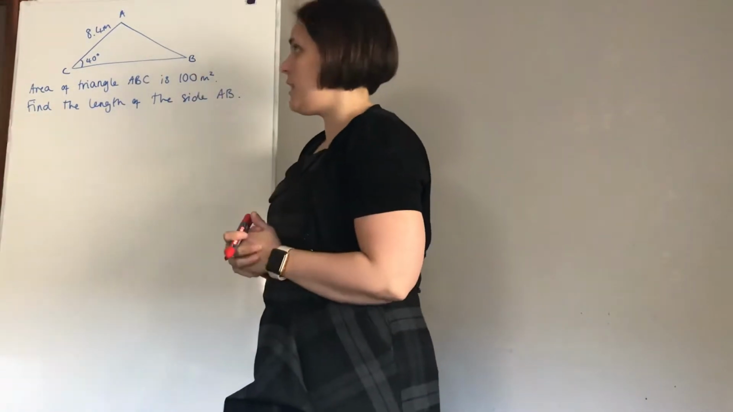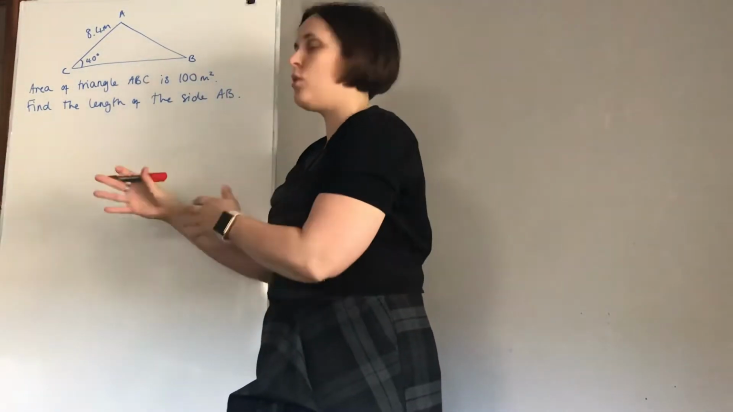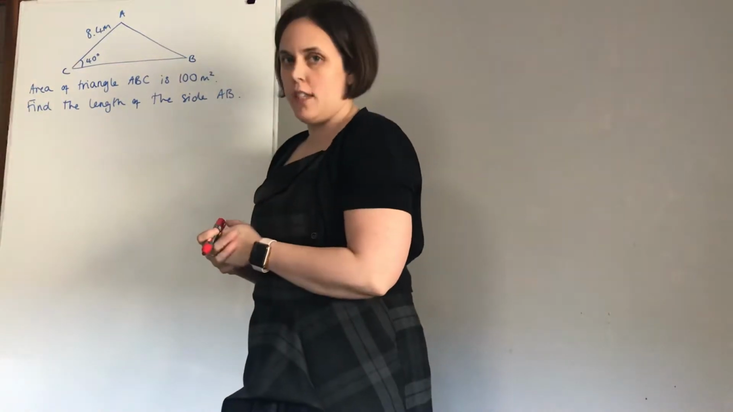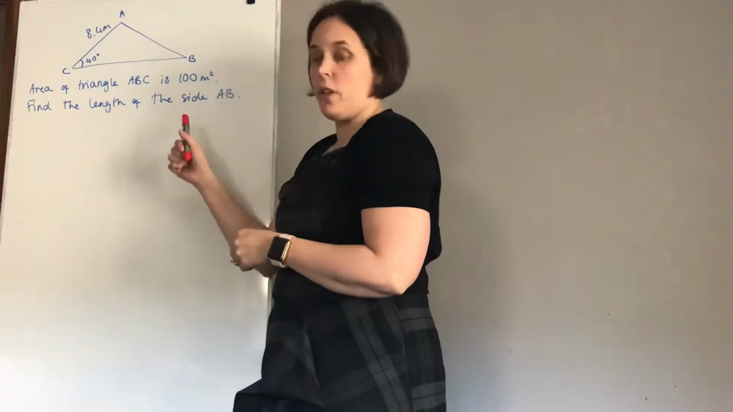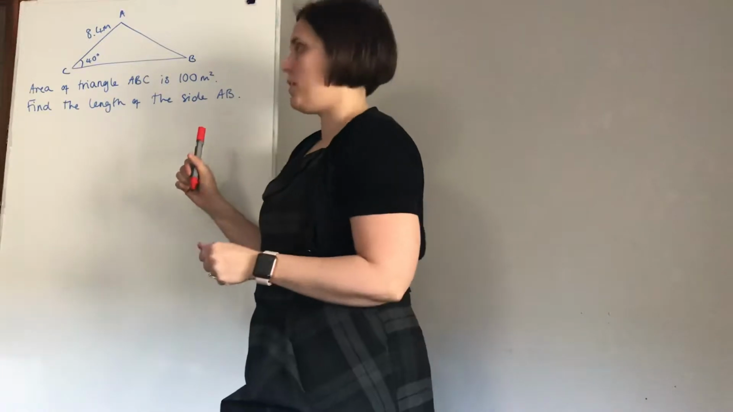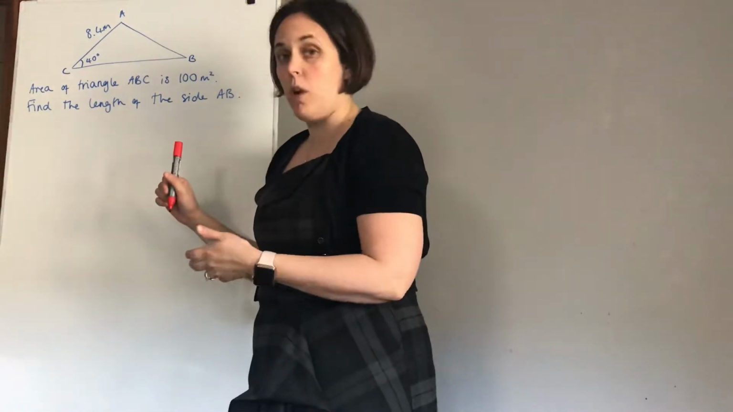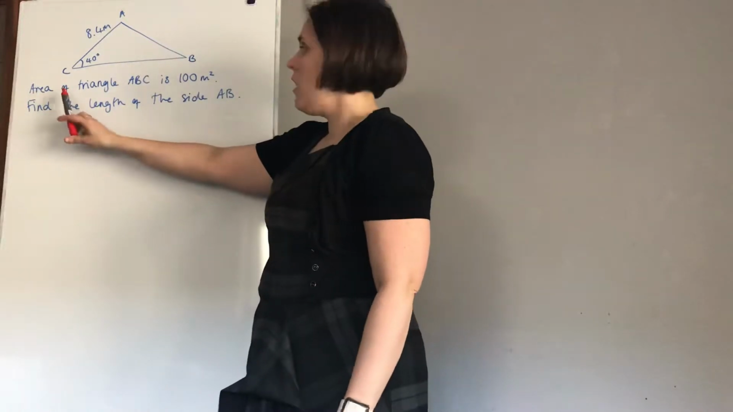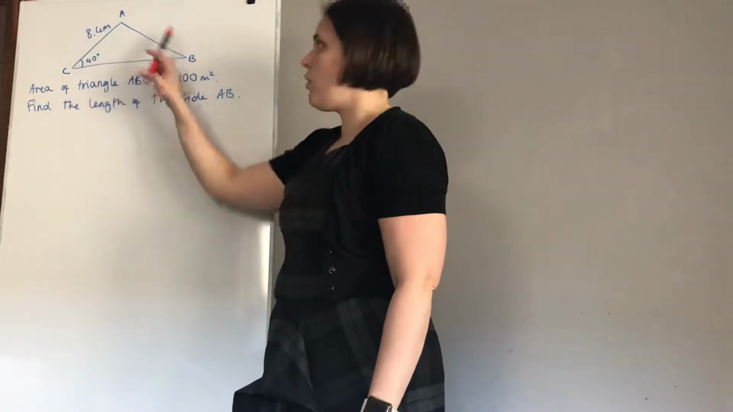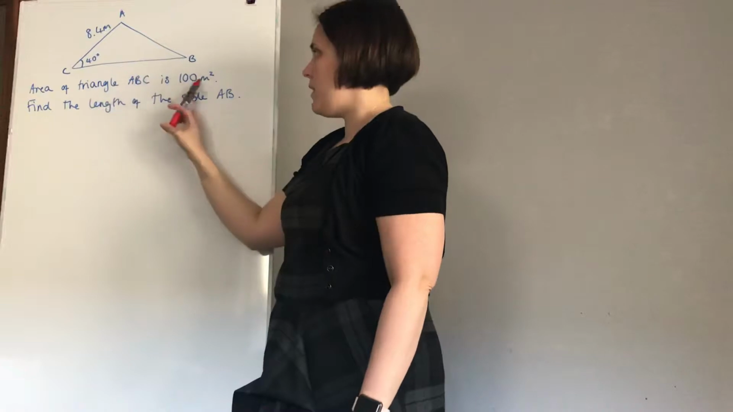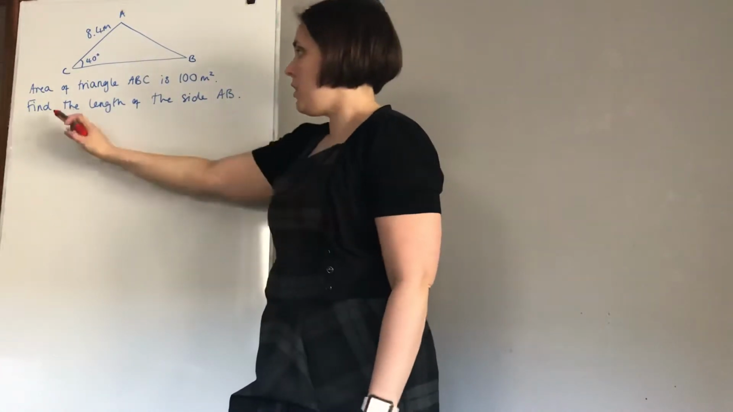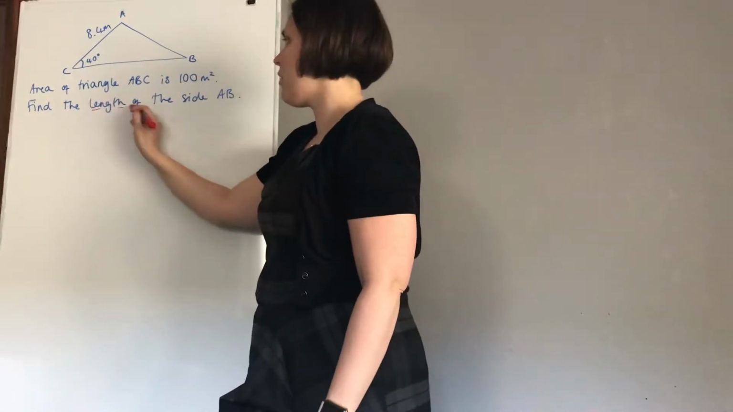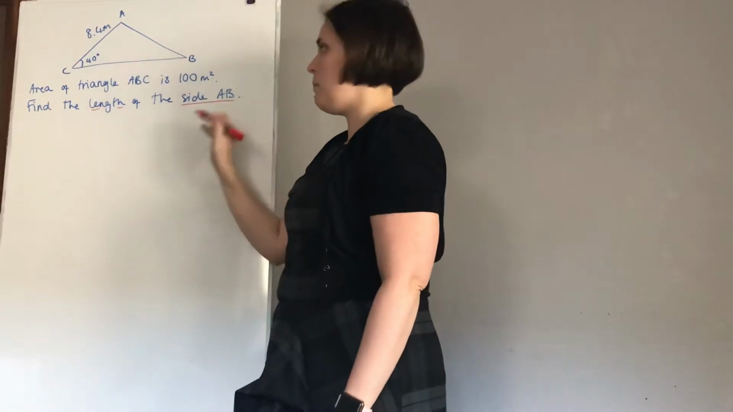So this question today, we're looking at something which would be towards the end of your GCSE paper, and this question would be worth 5 marks in your exam. So it's quite a lot of marks and quite a lot of work that you're going to have to put into it. So the question says, find the area of this triangle, which is given here, is 100 square metres, and it's asking you to find the length of the side AB.